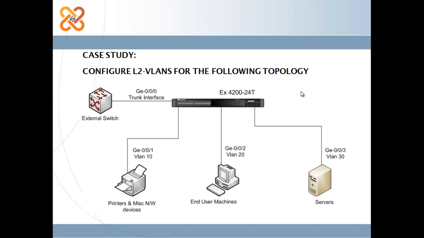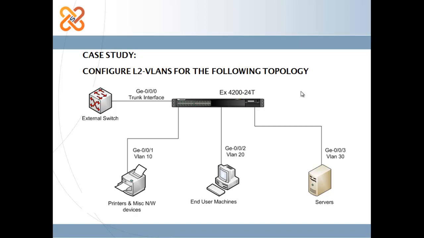The ge-0/0/1 interface is going to be connected to the printers segment. We're going to separate this from the rest of the network using VLAN 10. The end user machines are going to be placed in their own separate VLAN of 20, and they get connectivity through the ge-0/0/2 interface of our switch.